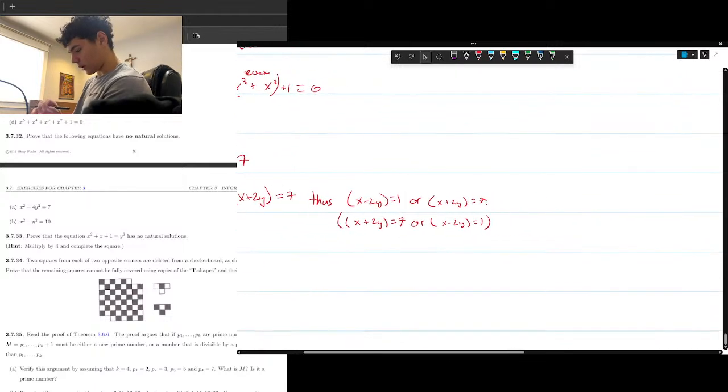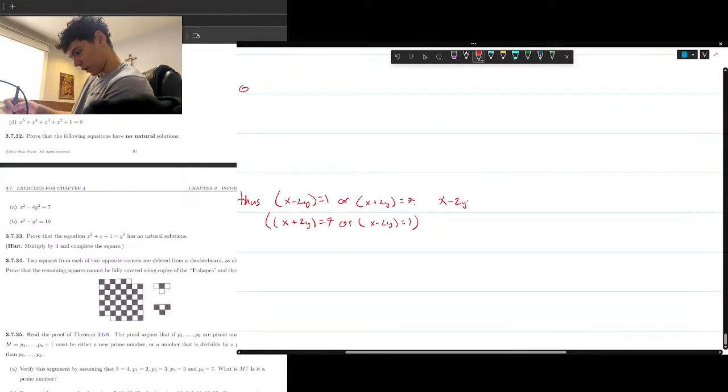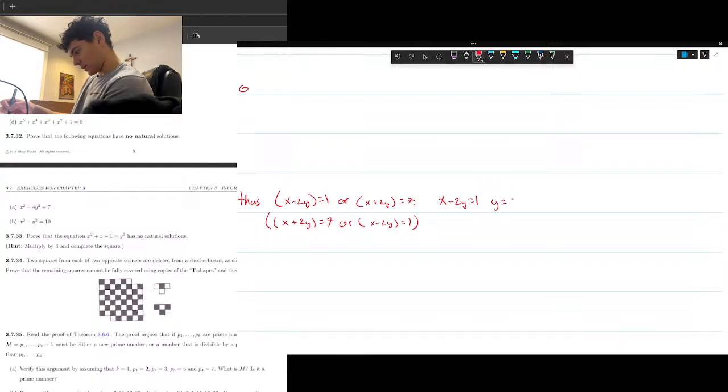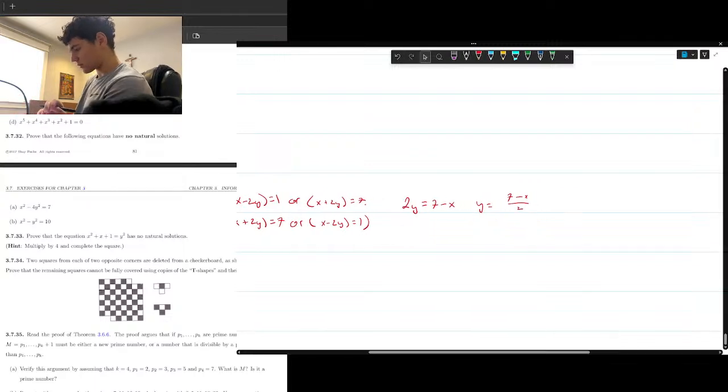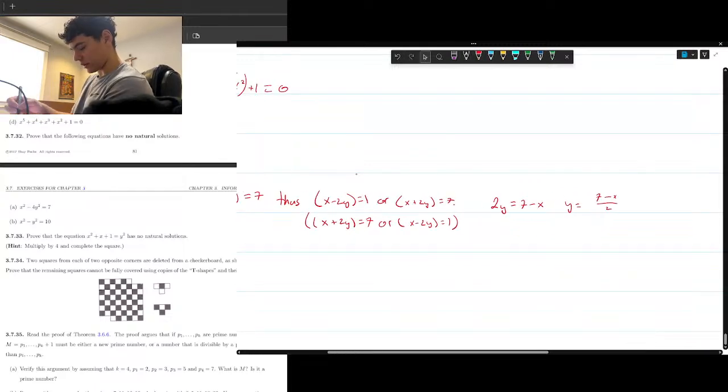Okay, so x minus 2y is equal to 1. So y is equal to, or I guess we'll do positive y, it's just better like that. So 2y is equal to 7 minus x. So y is equal to 7 over 2 minus x over 2. And again, we can find x pretty easily. Use x equal to 7 plus 2y.